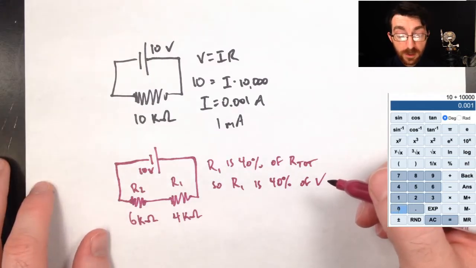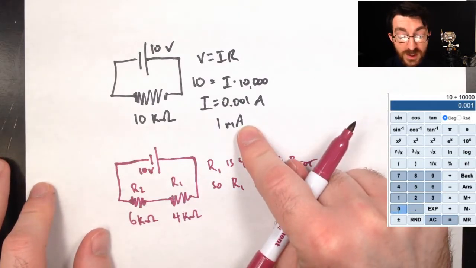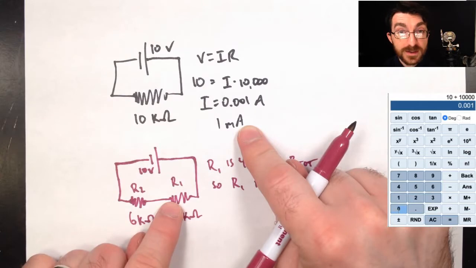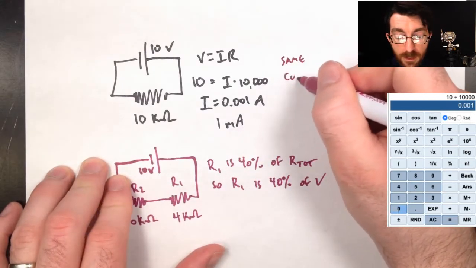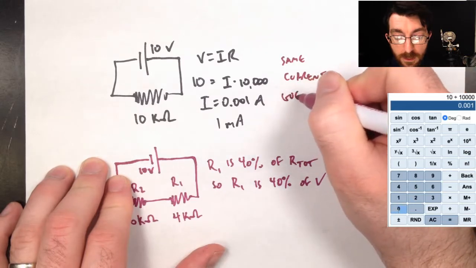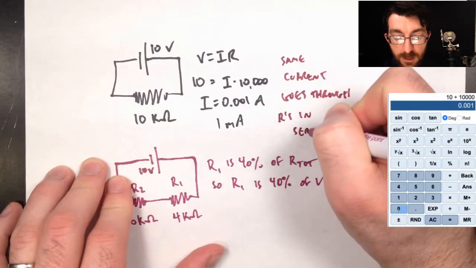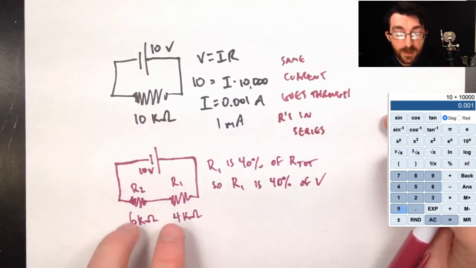Do we know how much current is going through these resistors? Well, yes, we just found that. There's 1 milliamp going through each one of these. How do we know it's 1 milliamp? Well, we know it's 1 milliamp because that's the current going through this. These two are in series, which means the same current goes through them. Okay? Same current goes through resistors in series. So since 1 milliamp goes through this, 1 milliamp must go through those.